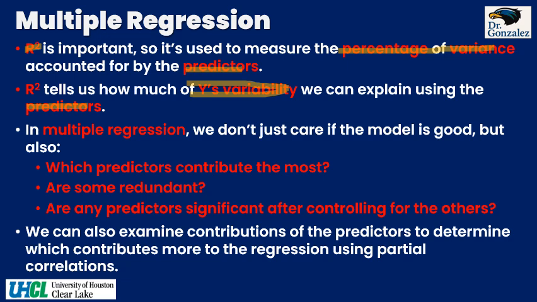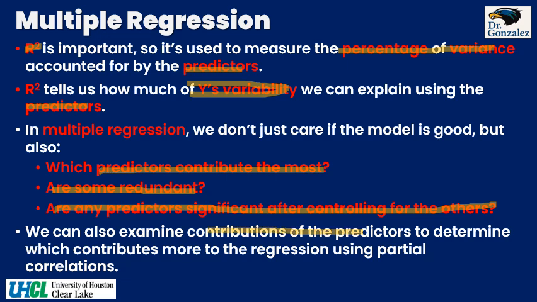In multiple regression, we don't just look at the model being good, but we also look at which predictors contributed the most. Are some predictors redundant? And are there any predictors that are significant if I control for the others? We can also look at exact contributions of your predictors to determine which one of them is contributing to the regression using a partial correlation, which we're not going to do.